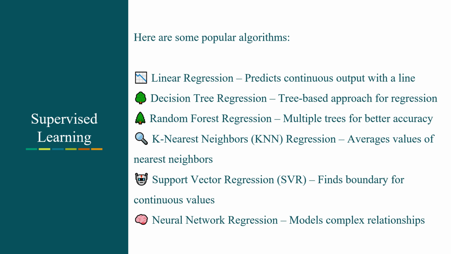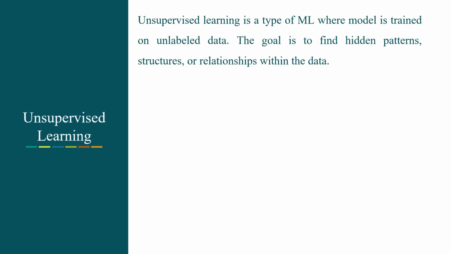So now let's shift to unsupervised learning. Unsupervised learning is a type of machine learning where the model is trained on unlabeled data. The goal is to find hidden patterns, structures, or relationships within the data. So in unsupervised learning, data has no labels. The machine is only given input data and it has to discover patterns or groups on its own.